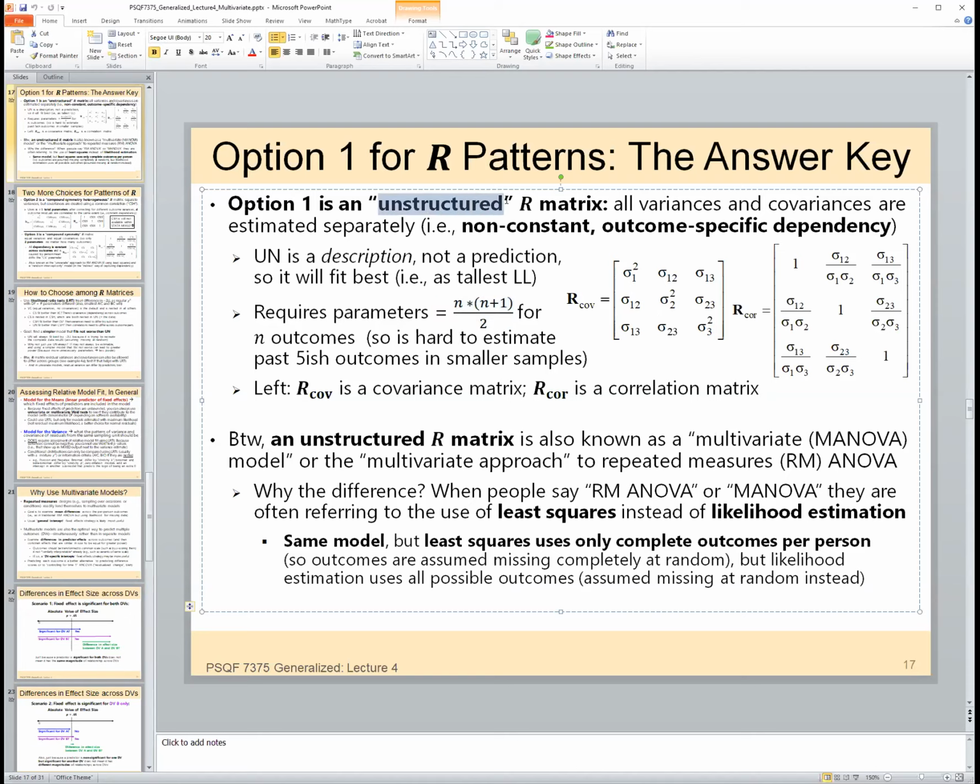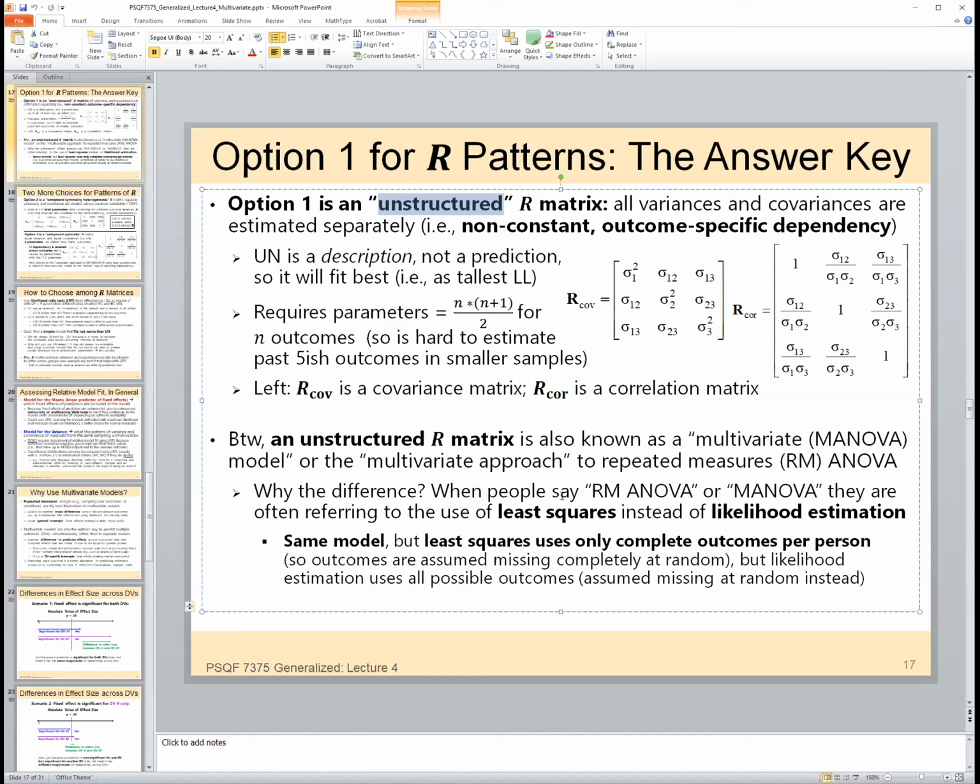This idea of unstructured, let everything be what it wants, this is otherwise known as MANOVA. It's known as the multivariate analysis of variance, or when you're talking about repeated measures analyses, it's known as the multivariate approach to repeated measures. So you will see people use those words to convey the same idea in terms of what you're saying about the residuals. Each outcome gets its own variance. Each pair of outcomes gets its own covariance. The difference is that when people use those words, MANOVA or repeated measures, they're talking about least squares estimation most of the time, not likelihood.